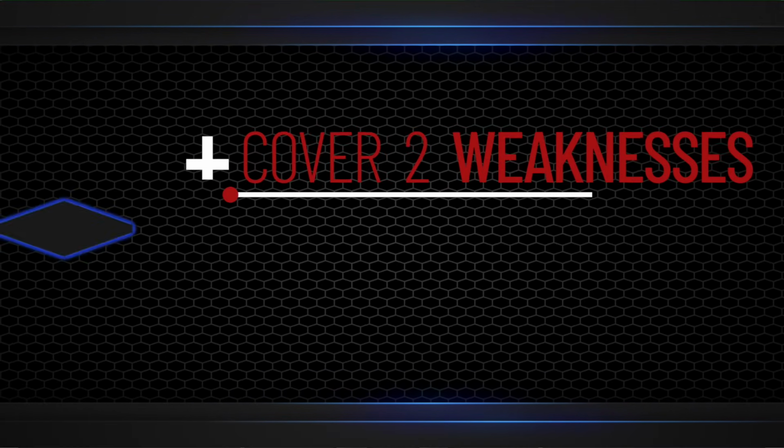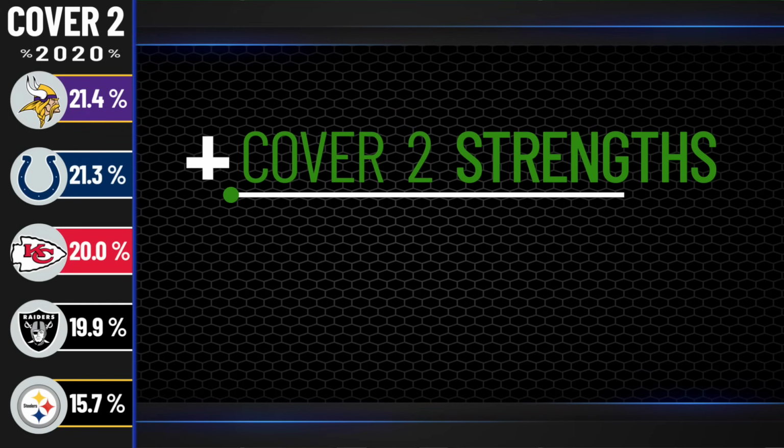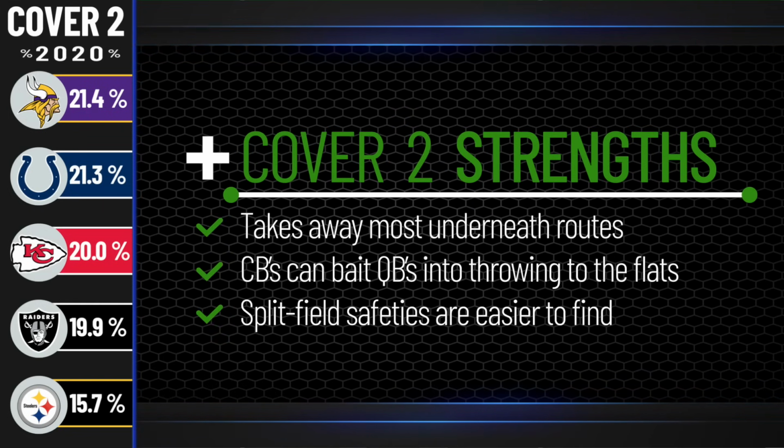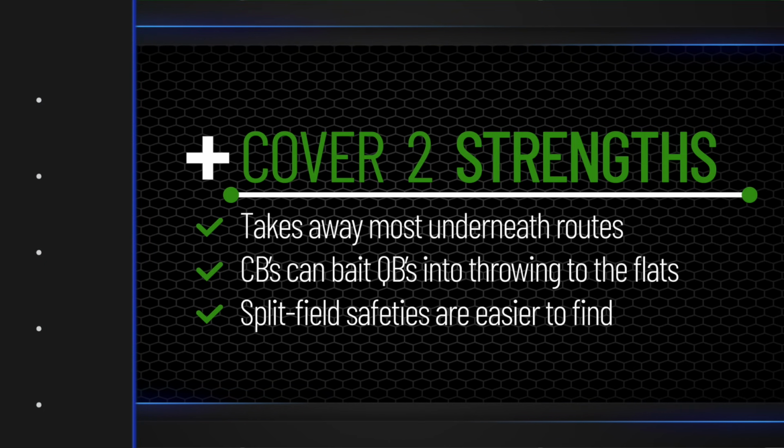Aside from the soft spots I already mentioned, cover 2 can be weak against the run because with 2 safeties deep, you're going to have a lighter box, especially with Tampa 2. The strength of cover 2 is that it takes away pretty much everything short because you've got 5 defenders underneath, and corners can get an easy pick 6 by playing off and baiting the quarterback into throwing into the flat.